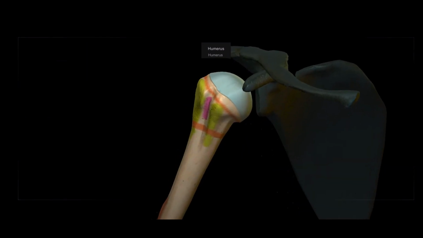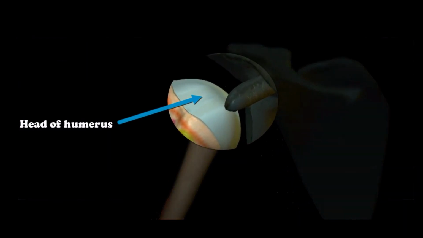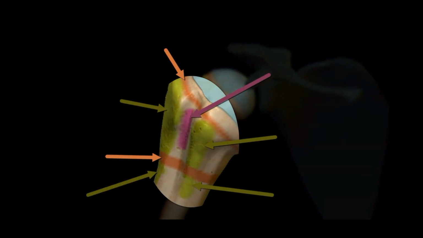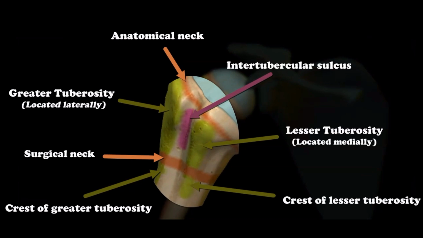Taking start from the proximal region. In this region, the most prominent landmark is head of humerus, which makes glenohumeral joint. There are several other landmarks which include two necks, anatomical neck and surgical neck, two tuberosities, greater one at the lateral side and lesser tuberosity at the medial side. In between is intertubercular sulcus, and at last crest of greater and lesser tuberosity.